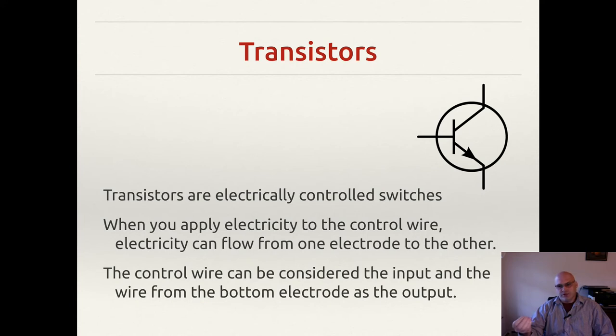When you apply voltage to that circuit, the voltage from the top is allowed to flow through the transistor and out the bottom. The bottom is where you would read the state of the transistor. Before you applied voltage to what's called the control wire, or that left center wire there, the state of the transistor would be off. There would be no voltage applied. When you do apply voltage, the state would be on. So that is the basic idea here.